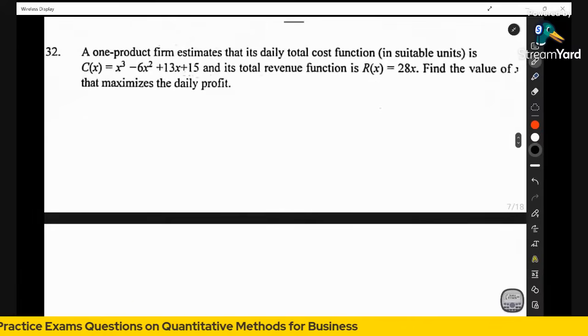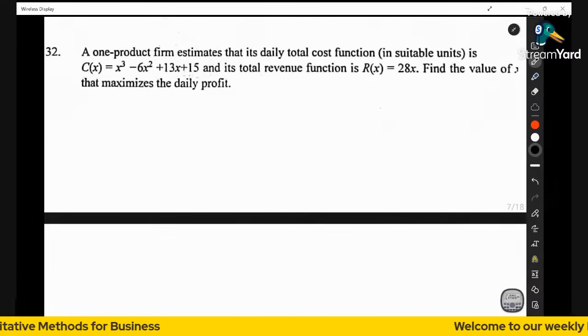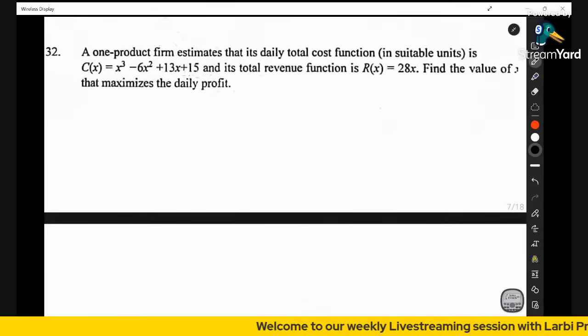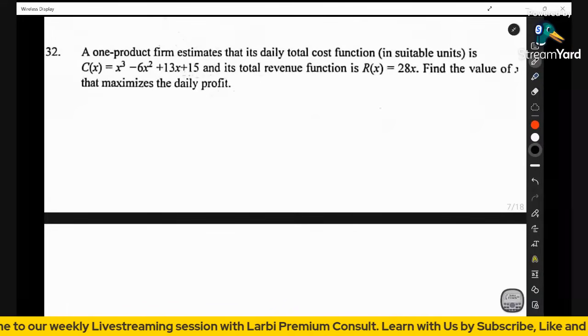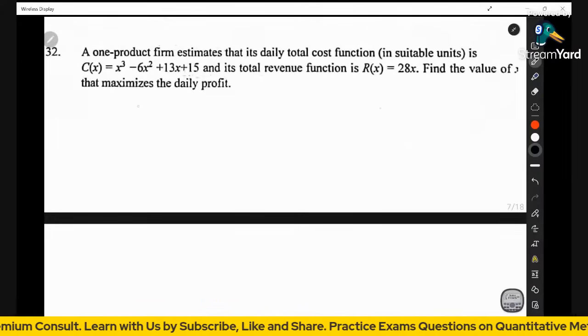Question 32. One product firm estimates that its daily total cost function in suitable units costs this. So you have s cubed minus 6s squared in that line. Revenue function is what? 28s. So we have to find the value of s that maximizes profit. At the maximization of profit, we say that our marginal revenue should be equal to our marginal cost. So what is the marginal cost here?